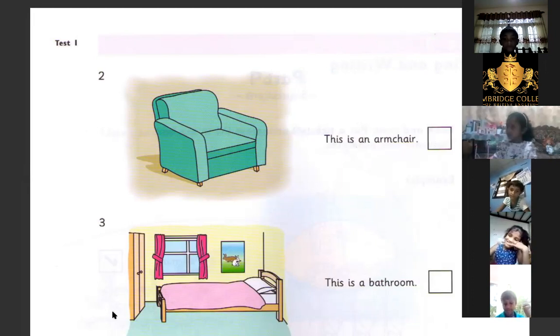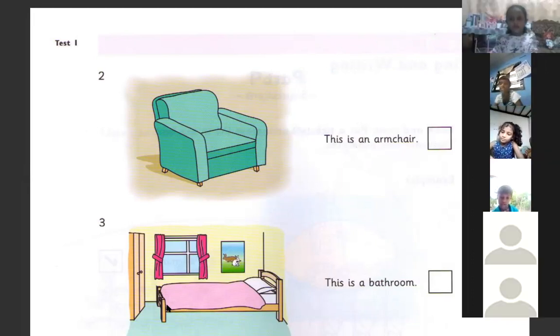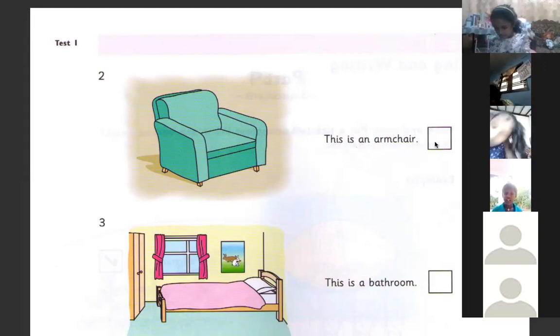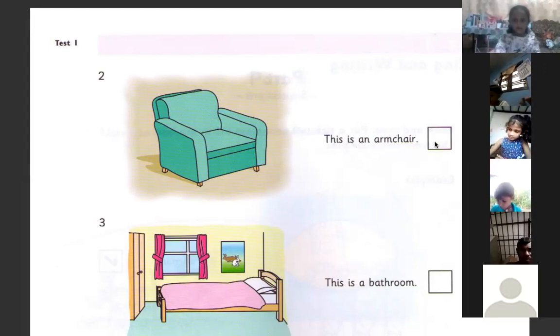We want to put a tick. So newly joined students, please take your book number 4.